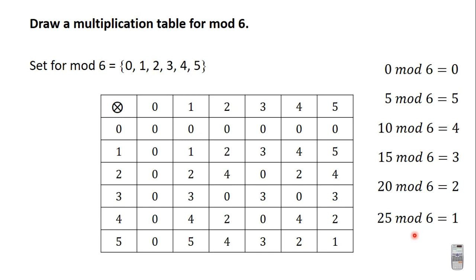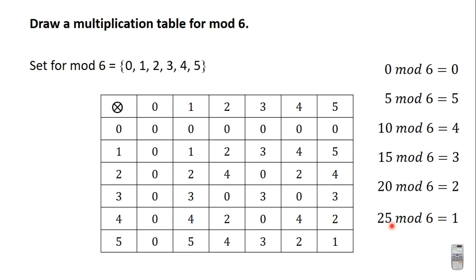I'm going to show you a very simple trick that you can use to find a value when the number is bigger than the modulus. So for example, when you have 25 mod 6, we can see that 25, which is the number, is bigger than 6, which is the modulus. You subtract the modulus from the number and you keep on subtracting until you get a number that is less than the modulus. This is what I mean.